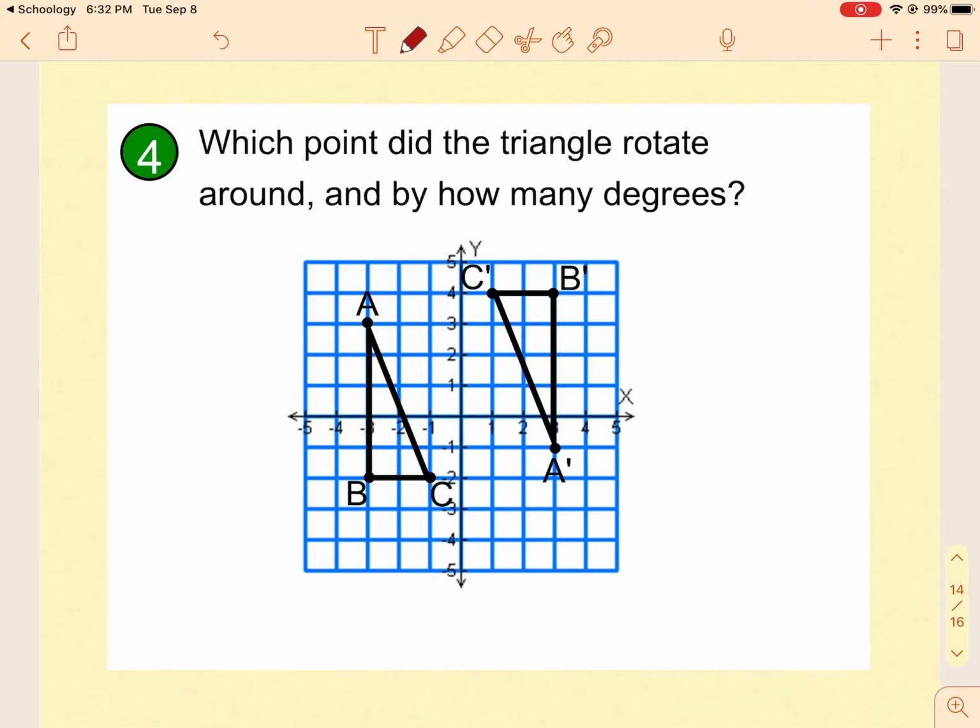Working backwards, we're trying to figure out which point did the triangle rotate around and by how many degrees. Now looking at this, seeing that it ends up being completely upside down, we should already be thinking it went 180 degrees. And we learned that if it goes 180 degrees, we should be able to connect the points, and that'll reveal where the point that they rotated about was.